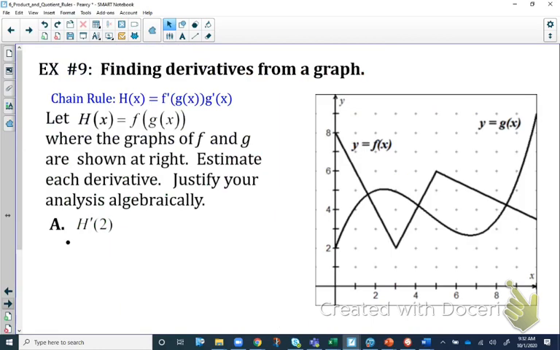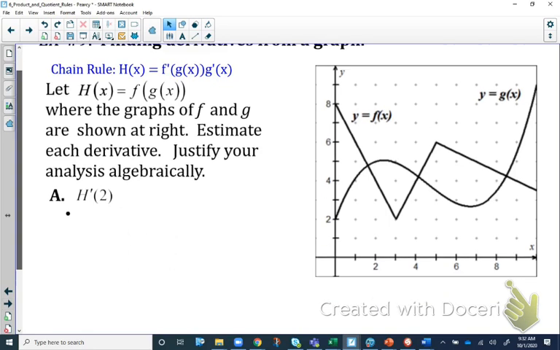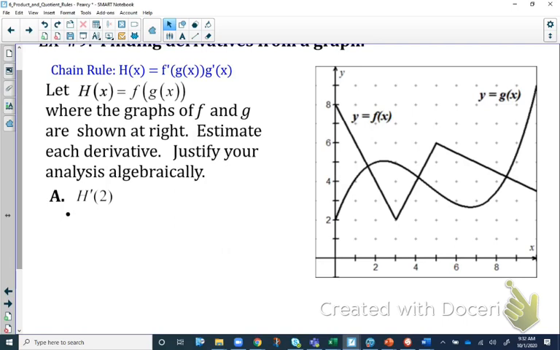So the last thing that we're going to be looking at here is, can we do the same basic thing from a graph, instead of symbolically like we did on the last set of examples. So they're giving us this graph of these two functions, f and g, and it's saying that function h is a composition of f of g of x.